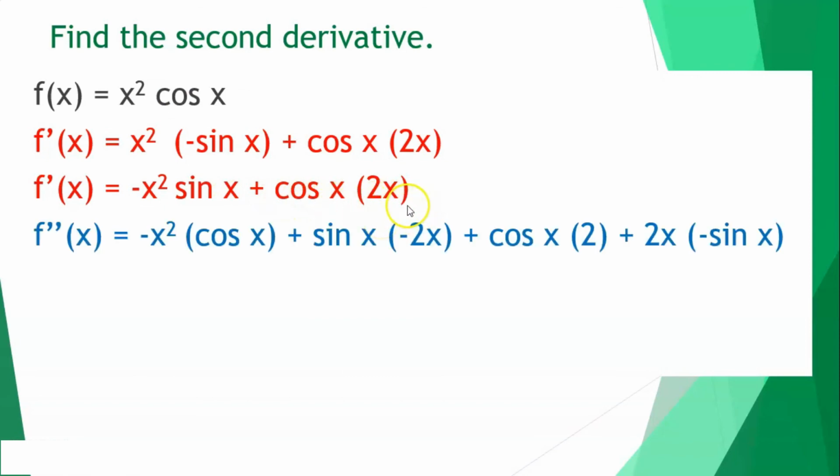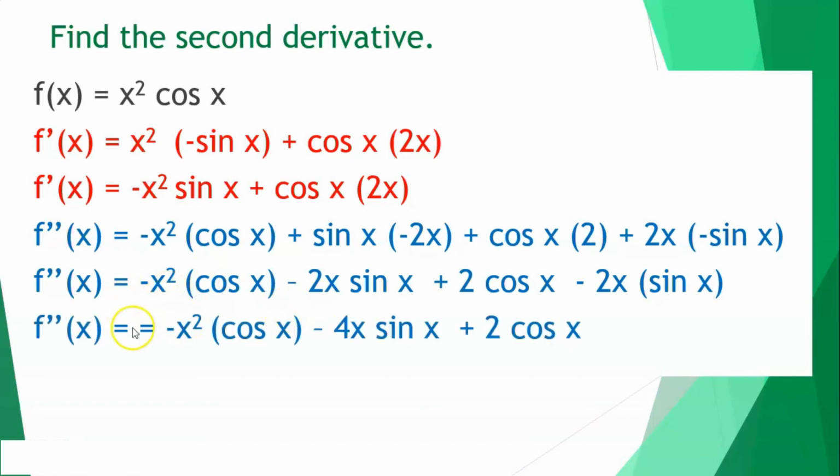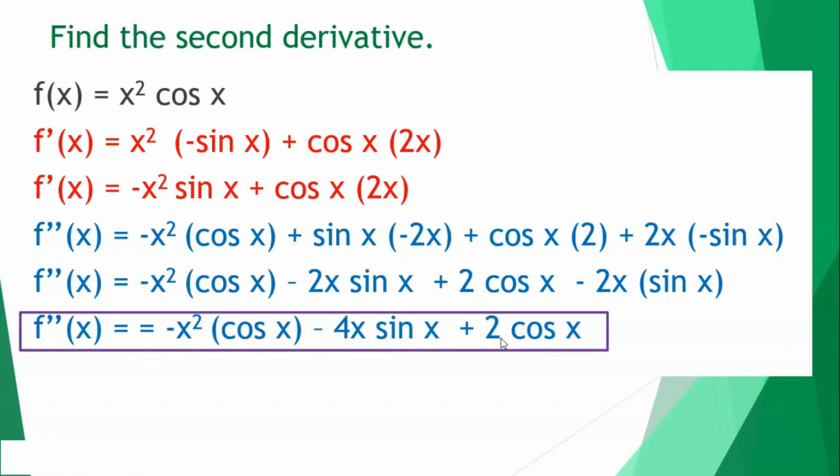So in here, to get the second derivative, again, copy the first and derivative of the second, plus copy the second and derivative of negative x squared, which is negative 2x. So plus copy the first, which is cosine x, times the derivative of the second, which is 2, plus copy the second and derivative of the first, which is negative sine x. So simplifying this one, we will get this. So combining like terms, our final answer is negative x squared cosine x minus 4 sine x plus 2 cosine x. So that's our final answer.